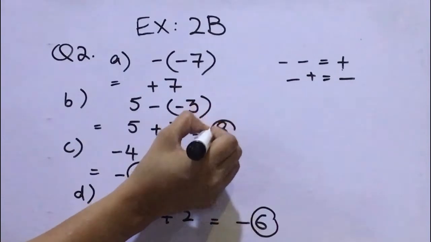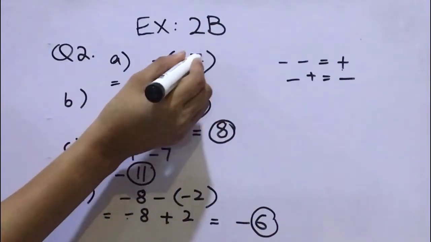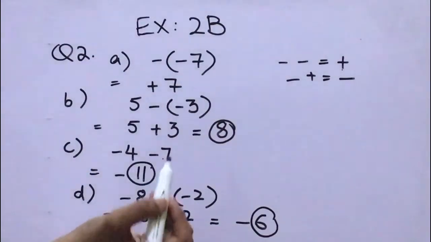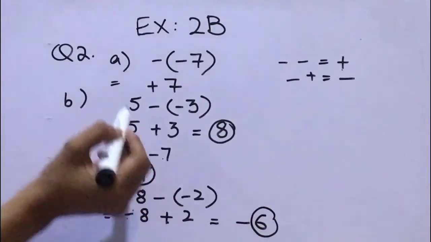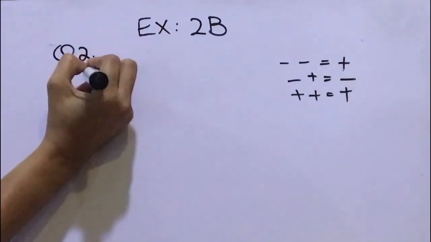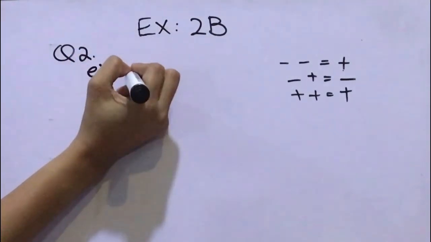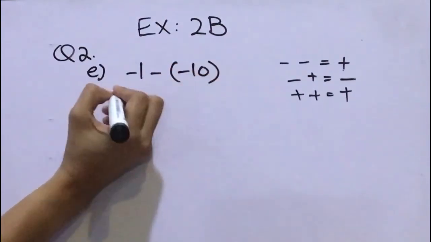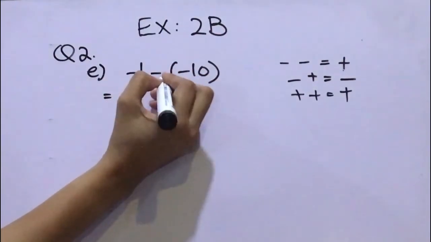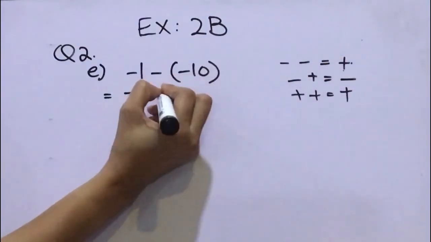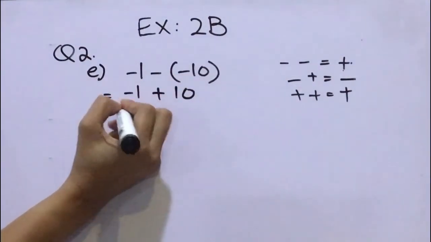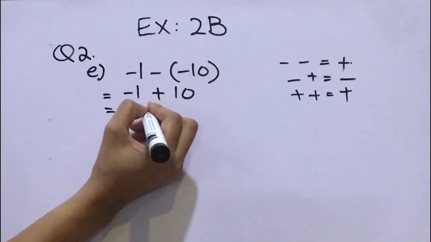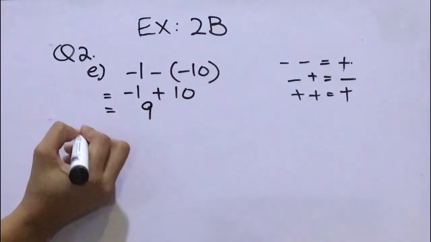In all these questions, as I told you, we will use the sign of the greater number. Like minus 7, minus 8 and plus 5. Part E. Minus 1 minus minus 10. Minus 1 minus plus 10. Minus plus minus. So the answer would be 10 minus 1, 9.